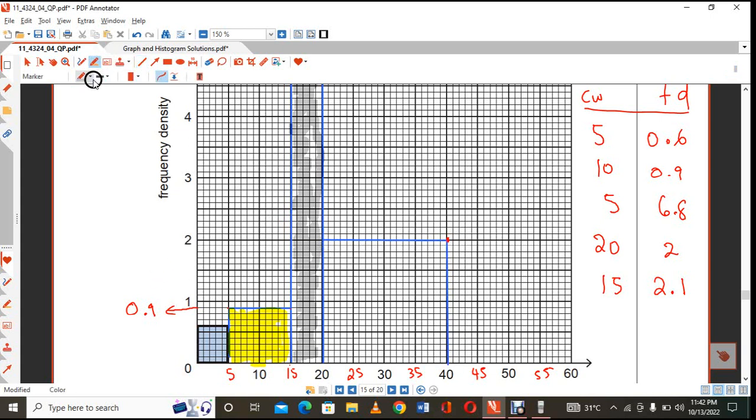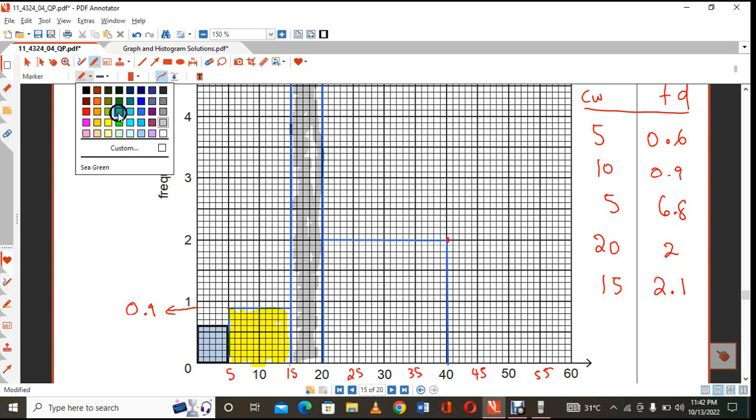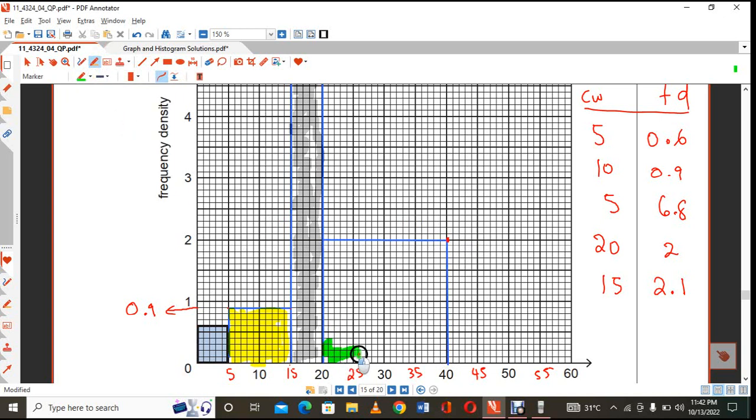Okay, you can play around coloring the stuff in if you want to. All right, I just want to show you how you're going to do this in the exam. These things can take time, but if you have drawn your bars, remember, different class widths, they're not the same. The bars touch.